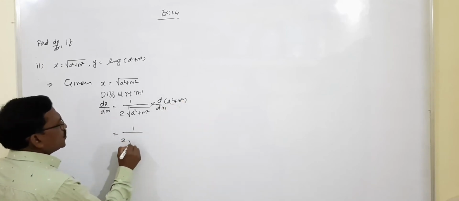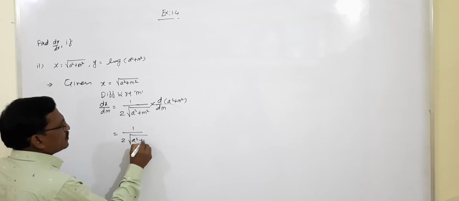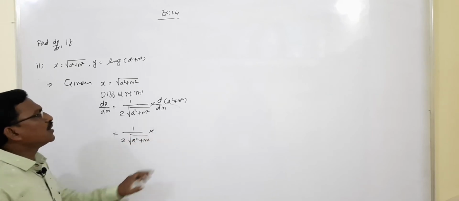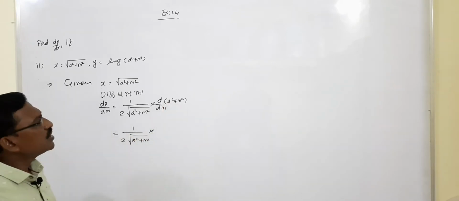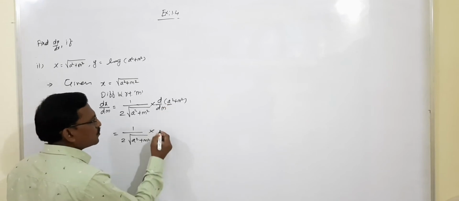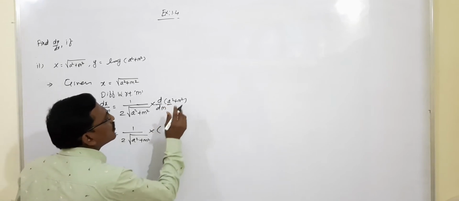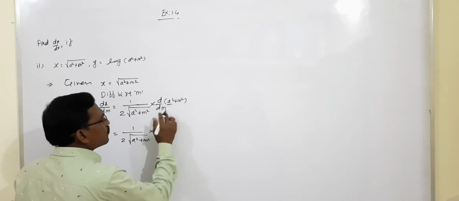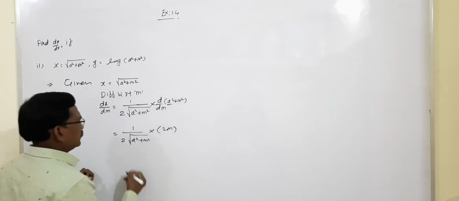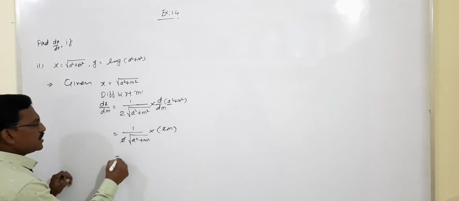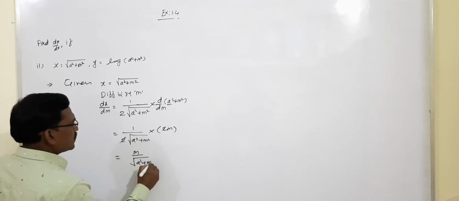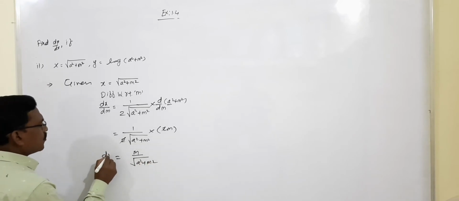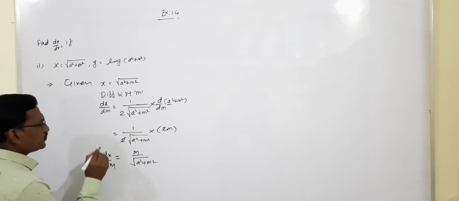1 by 2 into root of a square plus m square into derivative of a square plus m square. A is a constant, that's why its derivative is 0. There is no need to write here. Derivative of m square with respect to m is 2m, and 2 will get cancelled. It is m into 1 by root of a square plus m square. This is the derivative of x with respect to m.